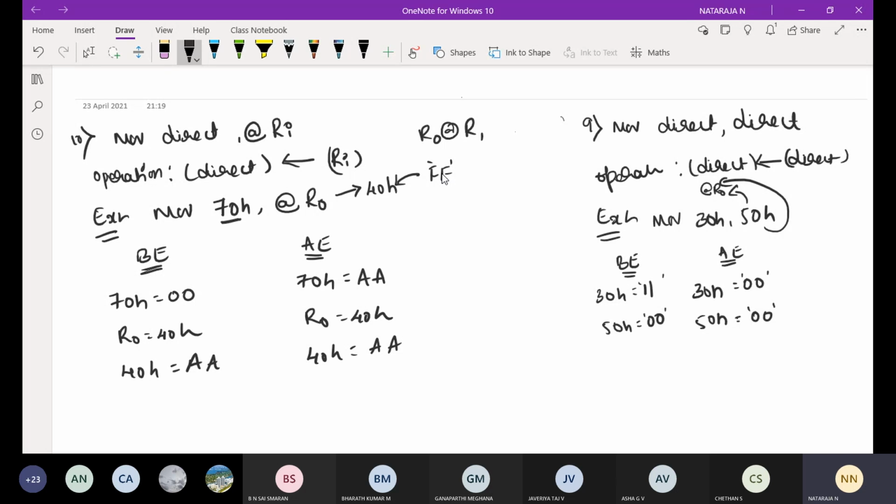Here, before execution 70H will be 0, 0. Then for R0 we are going to take one location, that is 40H, and in the 40H we have AA. Now here 70H is having at R0. At R0 we have a 40H. In 40H we have an AA. That AA is going to copy in the 70H.